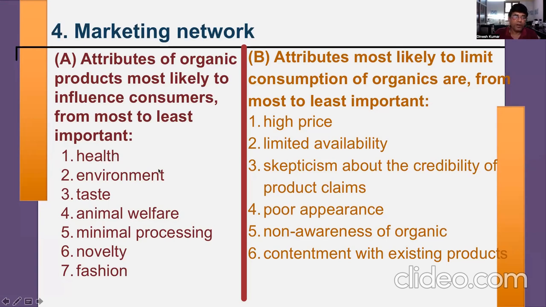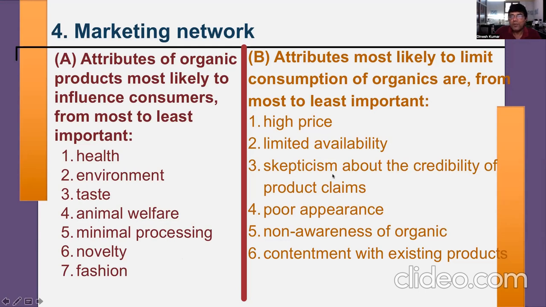The next preference is because of the environment. Some people like to buy organic products because the production is environment friendly. This is the number two reason for the choice of organic products. Number three is taste, people consider taste. Number four, some people say it is animal welfare, meaning antibiotics will not be fed to the animal. Minimal processing, novelty and fashion. So these are the reasons why people want to buy organic products.